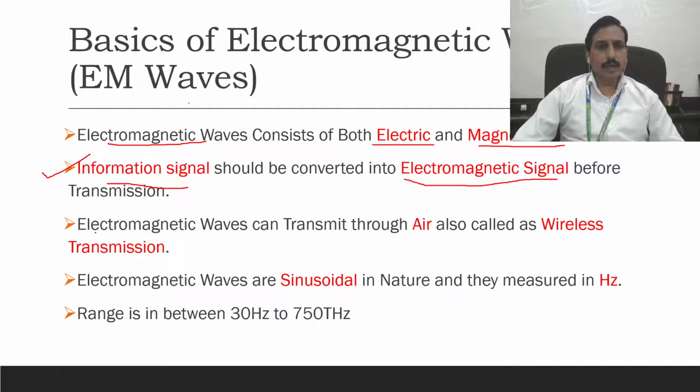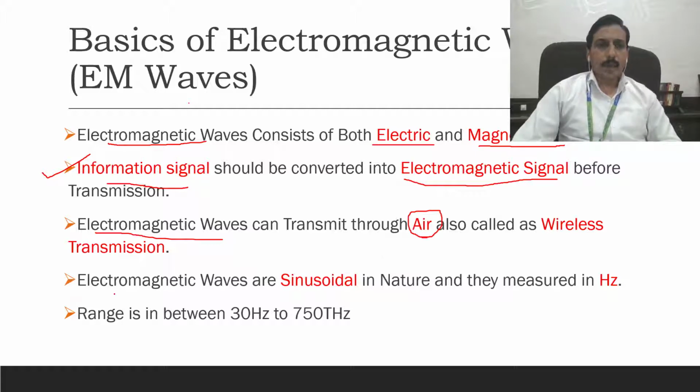Third, electromagnetic waves can transmit through air. This is important. They can transmit through the air. That's why we can also use the proper word wireless transmission: as electromagnetic waves can transmit to longer distances without wire, we can transmit using a wireless transmission medium.